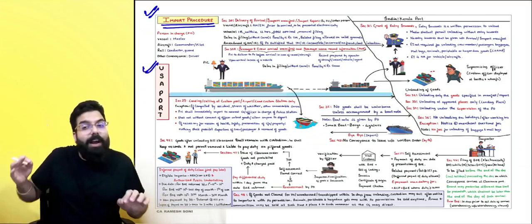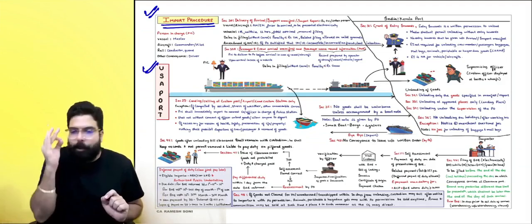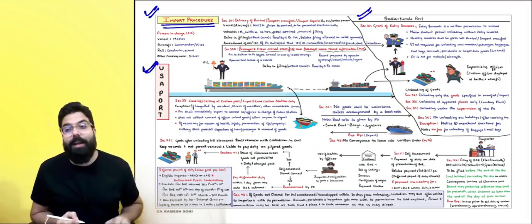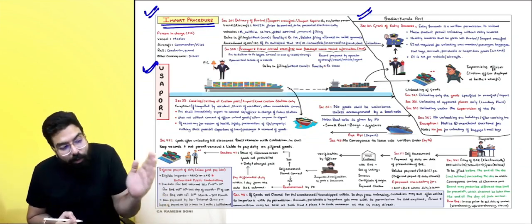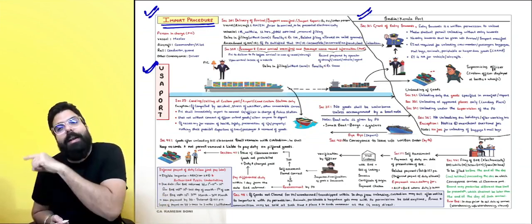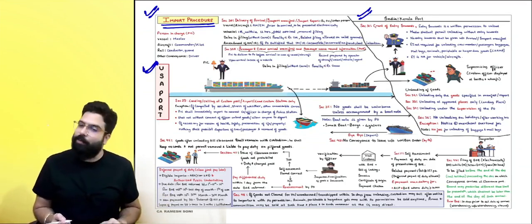Everyone over here, we are going to learn the procedure for importing the goods, wherein goods are coming from the US to an Indian port. When goods are coming from the US to India, how will they come? When they come in India, how are we going to clear all those things? We go ahead and learn.